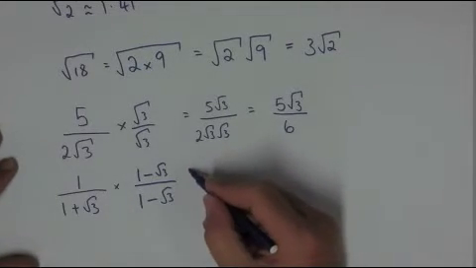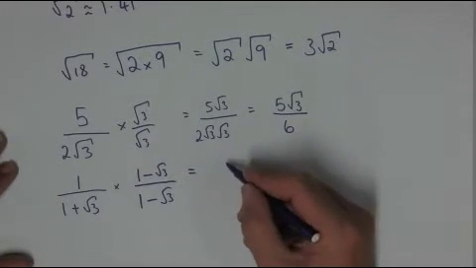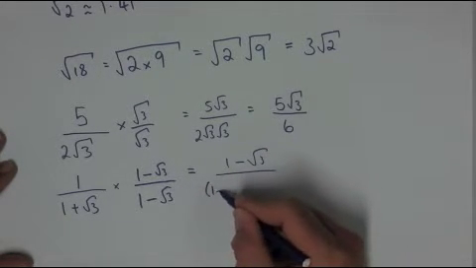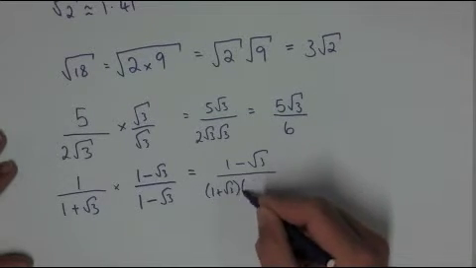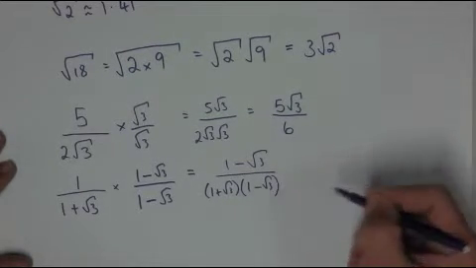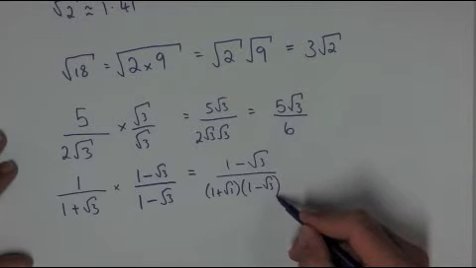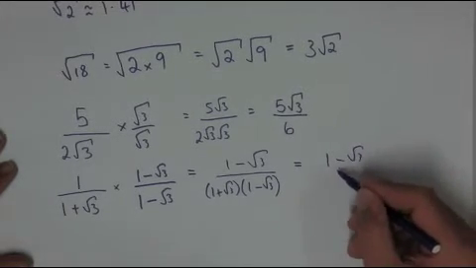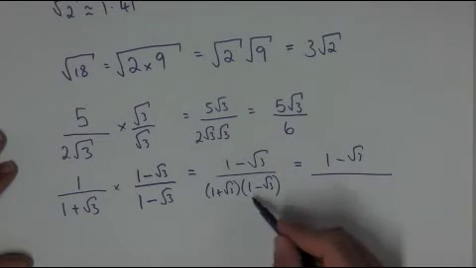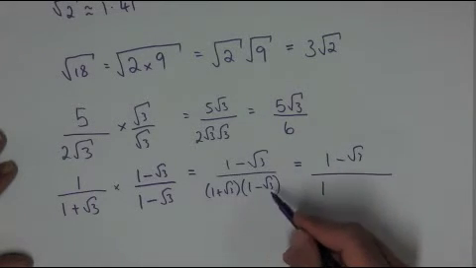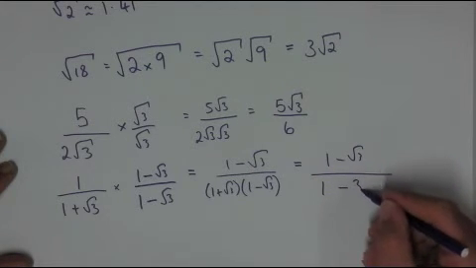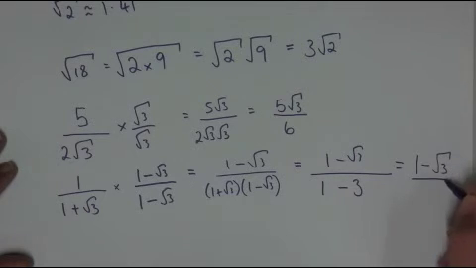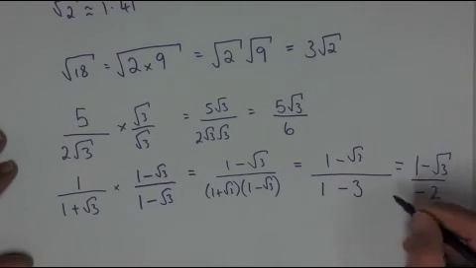When I multiply this out now, I get on the top line just 1 take root 3. On the bottom line I end up with 1 plus root 3 times 1 take root 3. And this is the difference of two squares on the bottom there. If you remember your difference of two squares, 1 times 1 is 1, and root 3 times negative root 3 is negative 3. The answer I get is 1 take square root of 3 all over minus 2, or the negative of that.